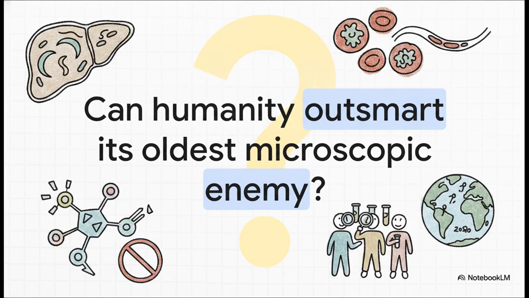monitoring. Which leaves us with this final thought. We've seen how brilliantly the Plasmodium parasite adapts, from hiding in the liver as dormant hypnozoites, to clumping in our brain capillaries, to evolving resistance against our very best drugs. So, can humanity, armed with modern science and global strategy, finally outsmart its oldest, deadliest microscopic enemy by 2030?